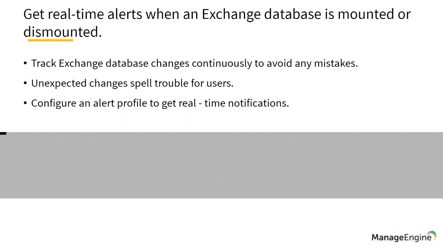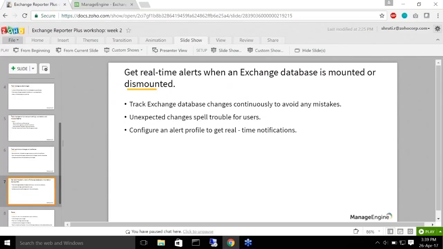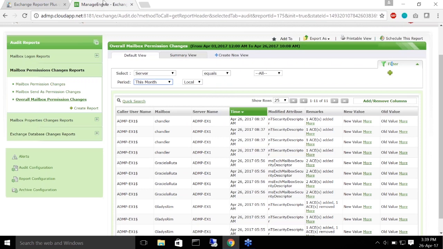So once again, this task involves two subtasks that we will be performing. The first half of this task will be about how you can get the information about all the databases that have been mounted or dismounted over a period that you select. The second part of this task will be about how you can configure an alert profile so that you get instant notifications when any Exchange database is mounted or dismounted. So let's switch to the product screen and I'll explain it to you in under a minute.